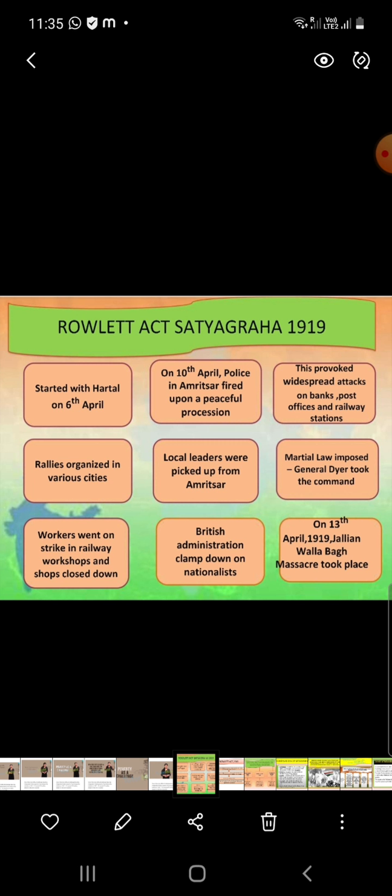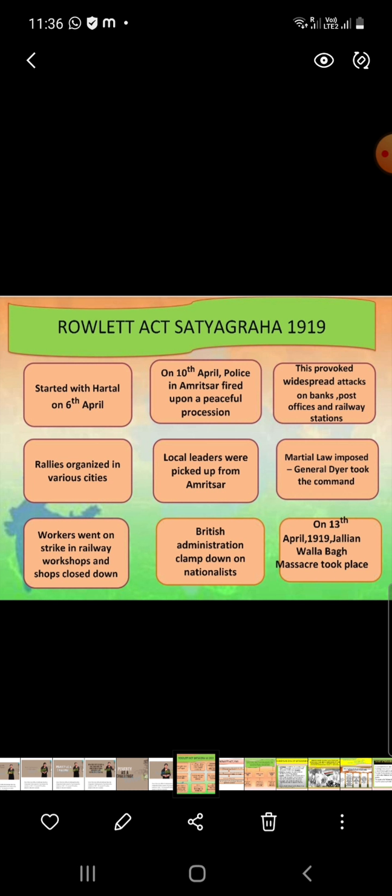In 1920, he convinced the other leaders of the need to start a non-cooperation movement. Gandhi ji said that British rule continues in India because we are cooperating with them. If we do not cooperate with them, then they would leave, and British rule will end. So Gandhi ji inspired the people to start a national movement.